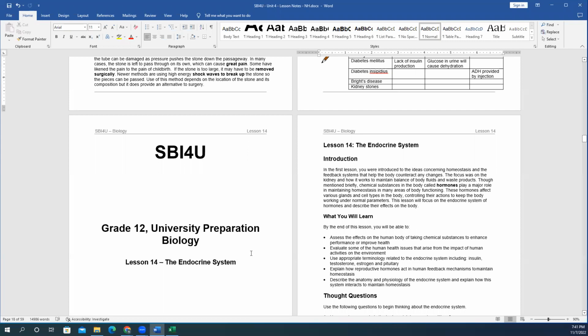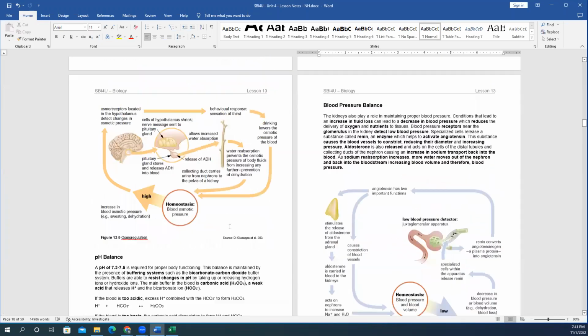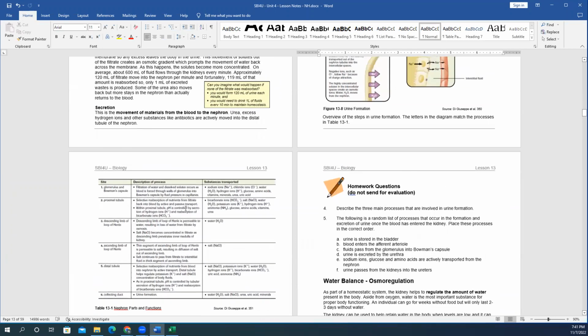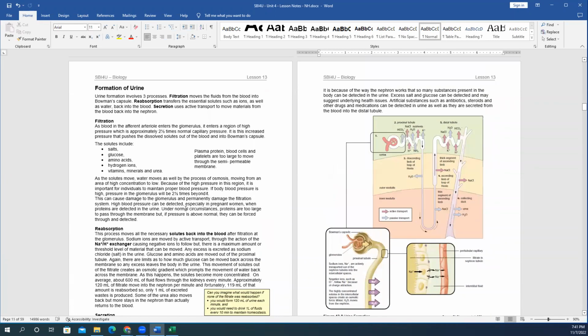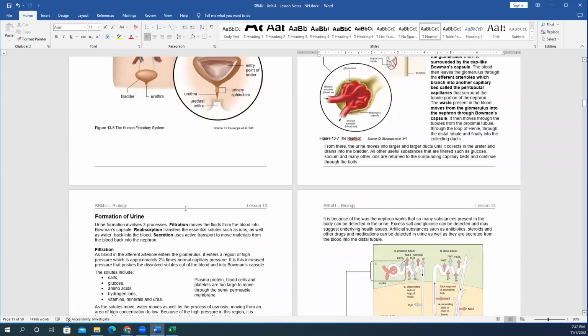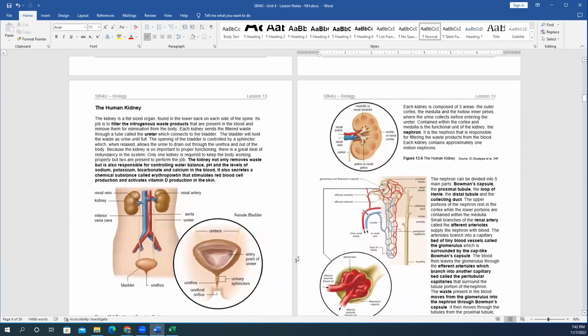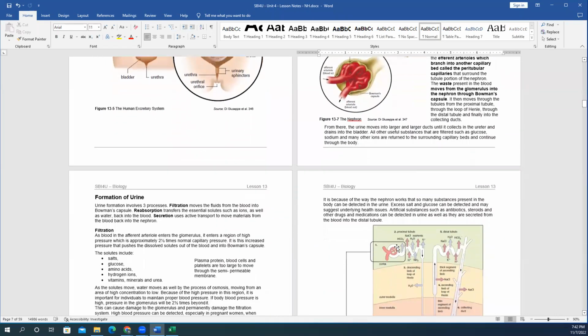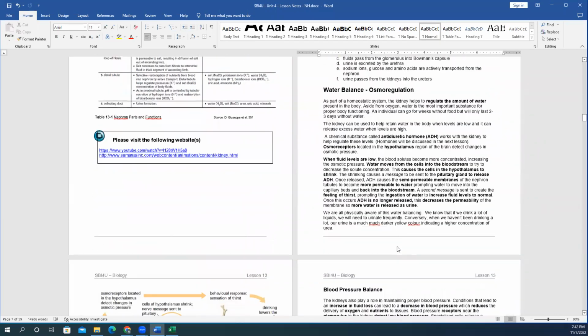If there's no questions right now, we have a few minutes, and there's a couple of videos that we can watch together that just reiterate the passage of fluid and solutes through the nephron. And we can watch those together.